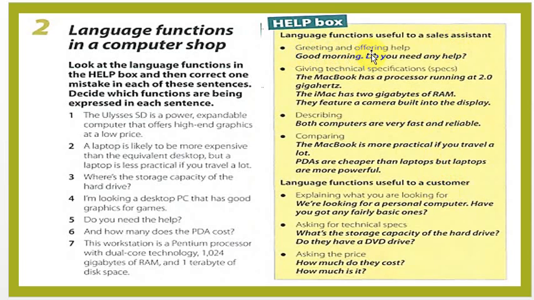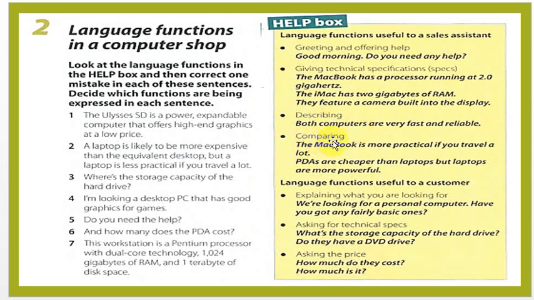Okay. Greeting and offering help. How they begin. For example, the sales assistant starts with good morning, do you need any help? And when he or she talks about the technical specification, he or she may talk like this: the MacBook has a processor running at 2.0 gigahertz. The iMac has 2 gigabytes of RAM. The feature is a camera built into the display. And when describing something, he or she might say both computers are very fast and reliable.